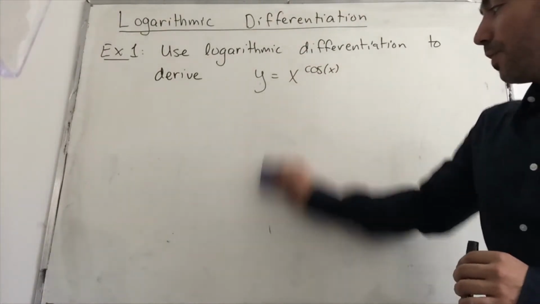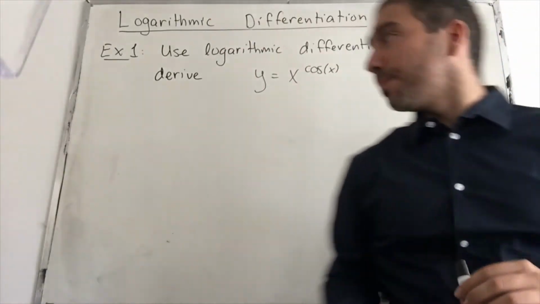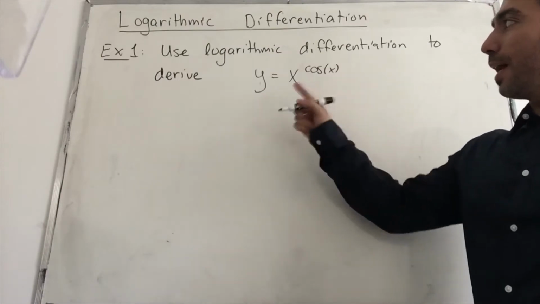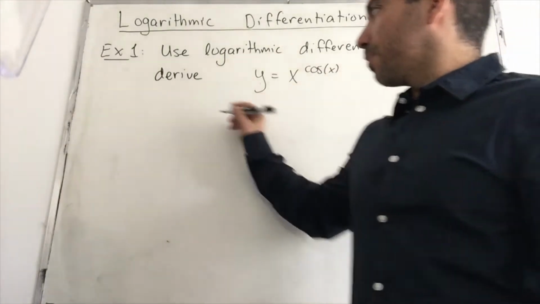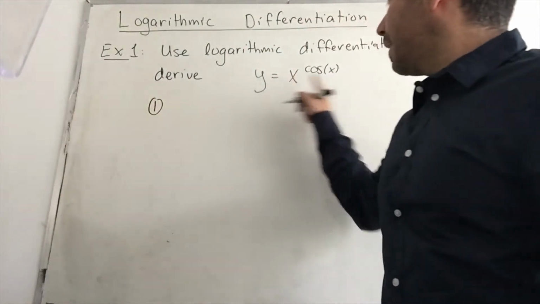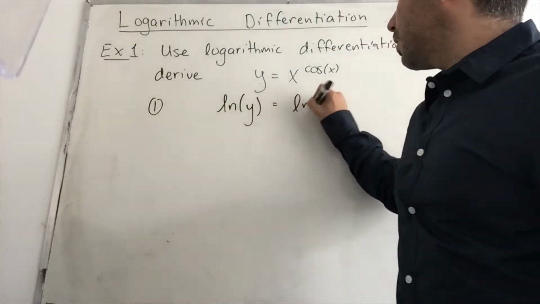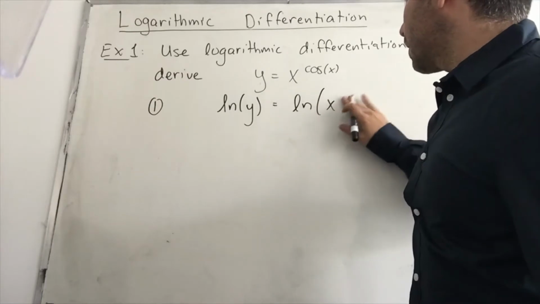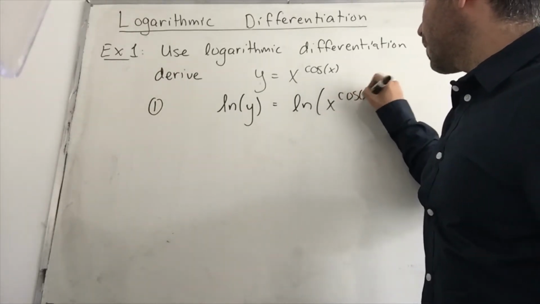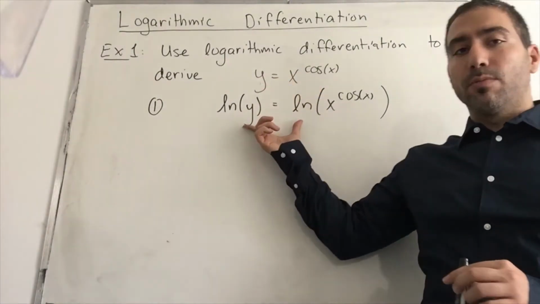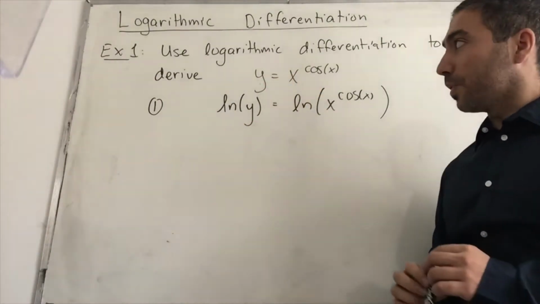So let's go ahead and solve this. Recalling our steps from before, the first step is to take ln on both sides of the equation. We get ln of y equals ln of x to the exponent cos of x. If this is equal, then this is equal. We just took ln on both sides, nothing wrong with that.